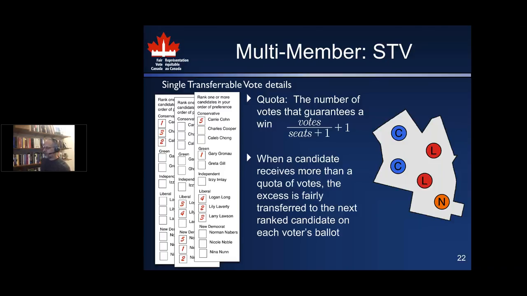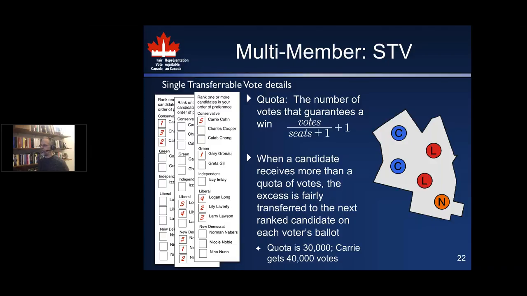And when a candidate receives more than that quota of votes, then that excess is fairly transferred to the next ranked candidate on each voter's ballot. So, for example, suppose the quota is 30,000 votes, but Carrie gets 40,000 votes. Then she really only needs 3/4 of each vote in order to meet quota, in order to win the seat. And so 1/4 of each vote can be transferred to the next ranked candidate on each of those ballots.